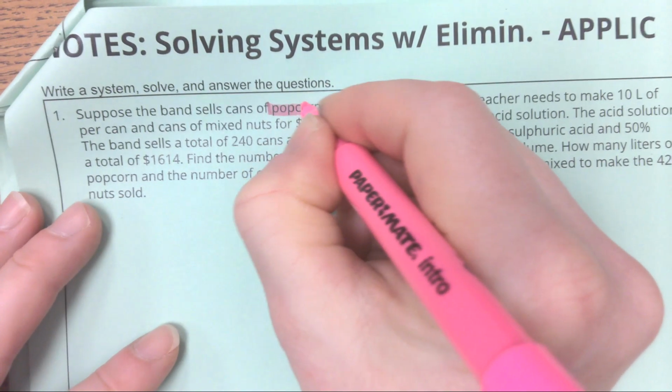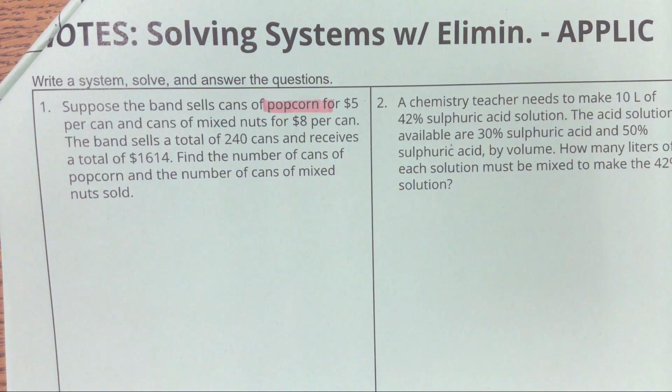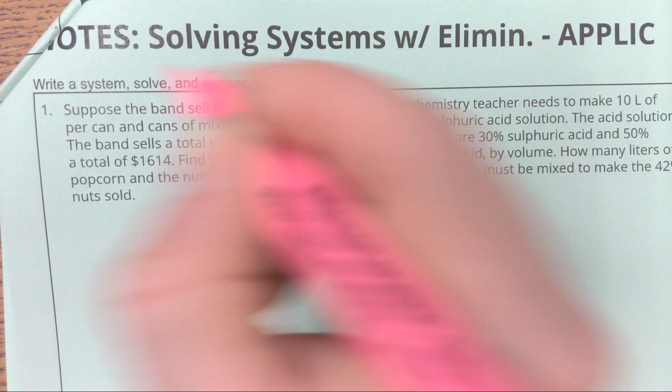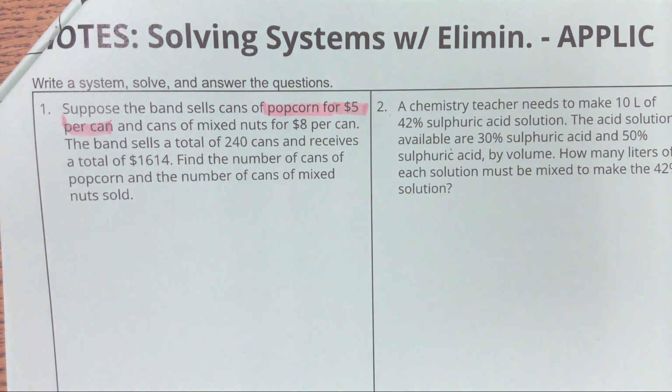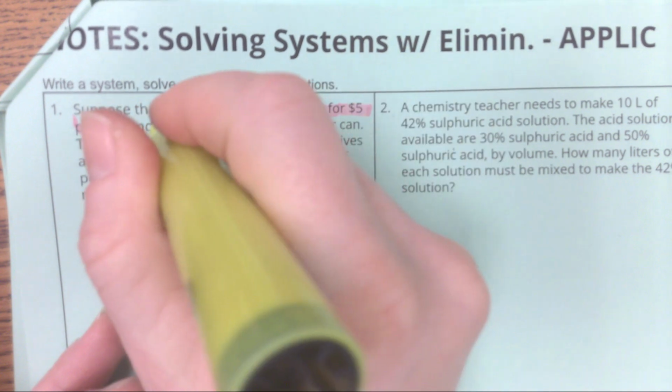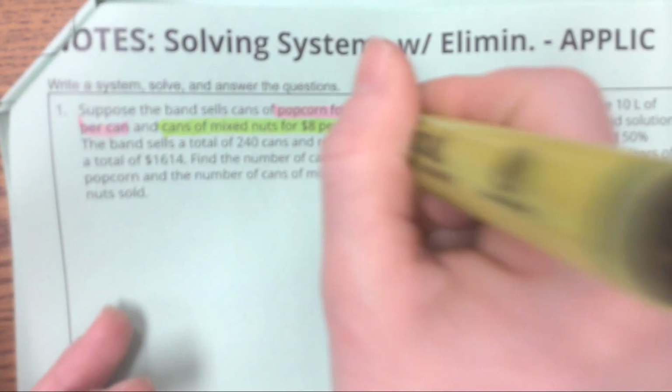Let's highlight that. And they cost $5 per can. And then they also sell cans of mixed nuts for $8 per can. Okay.